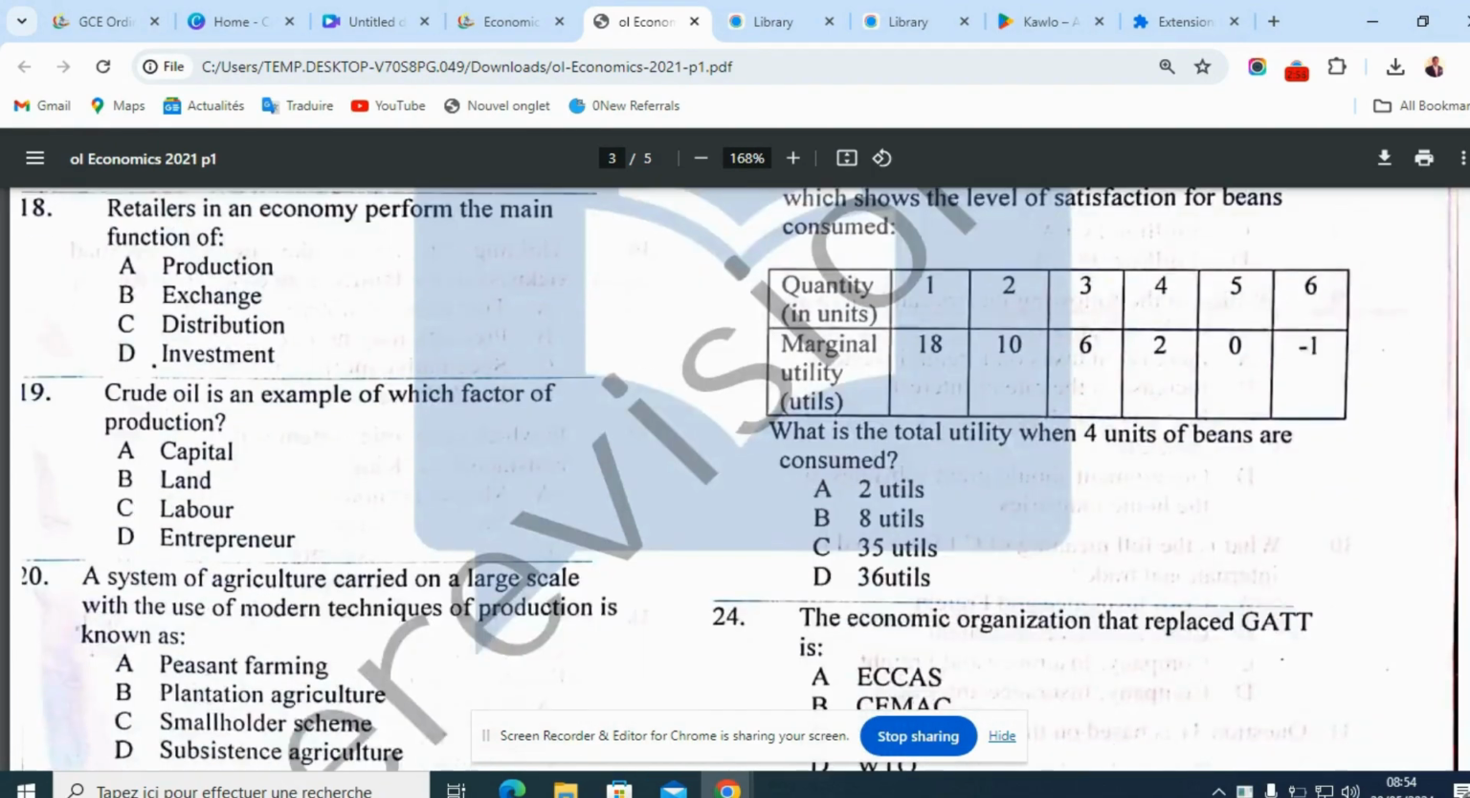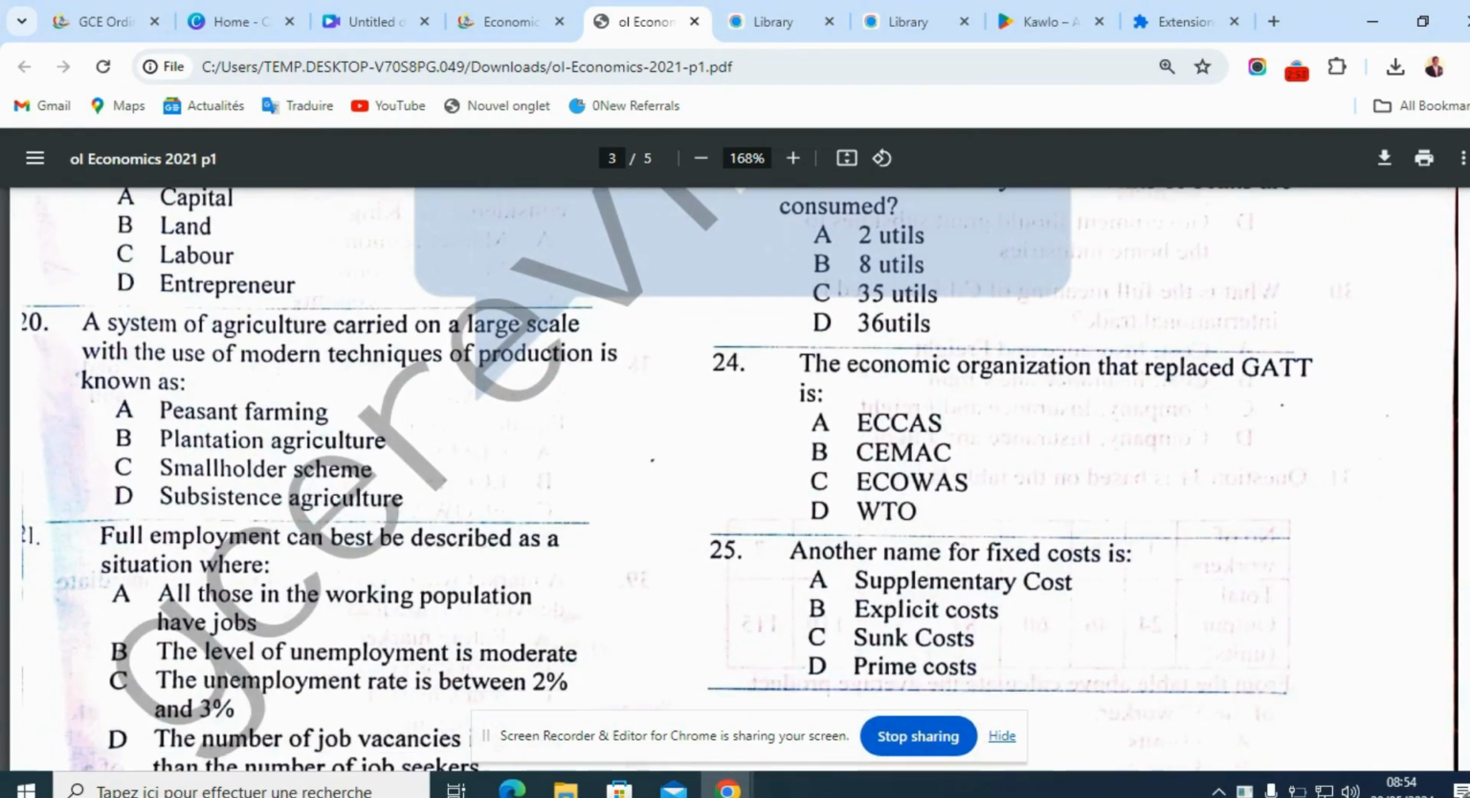Now let's continue. The next one says that a system of agriculture carried on a large scale with the use of modern techniques of production is known as. The answer here is B, plantation agriculture. Look at the question again. This is carried on a large scale with the use of modern techniques. It has to be plantation agriculture.